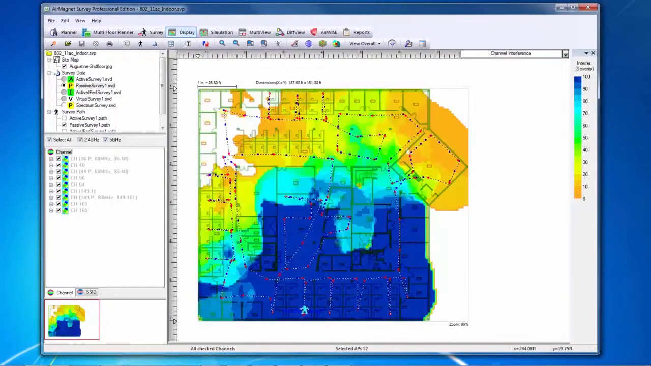The channel interference heat map shows the interference severity between co-channel APs throughout the site. Airmagnet uses a 0 to 100 metric, with 100 being strongly interfering, and 0 being little to no interference.